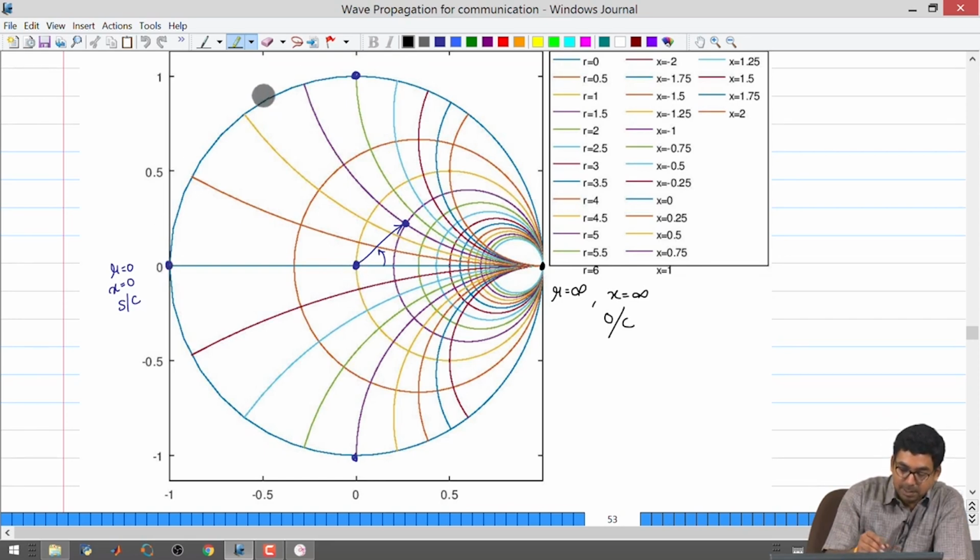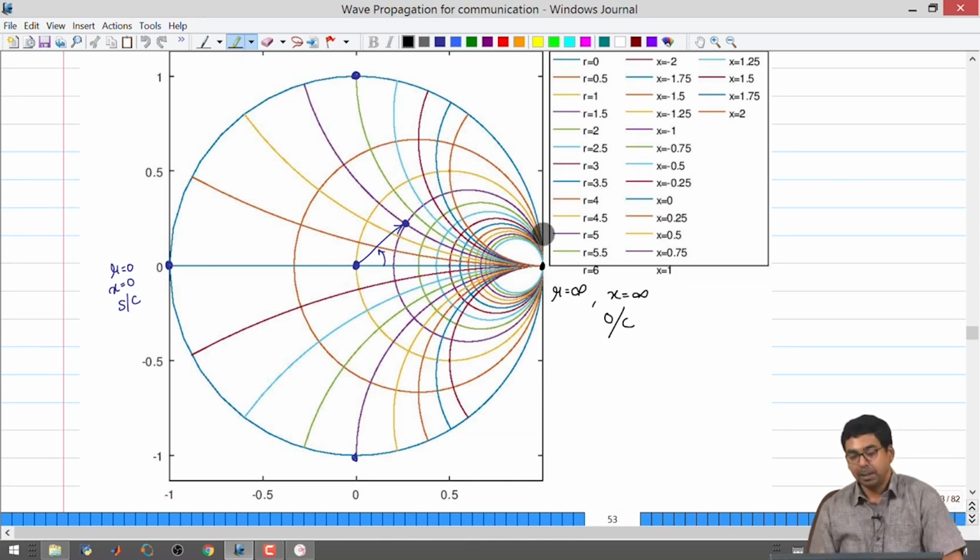So, these circles which are going from the outer side to the right hand side and reducing in radius are known as constant resistance circles. In each of these circles, the value of R is fixed and X is being varied. So, these are known as constant resistance circles.